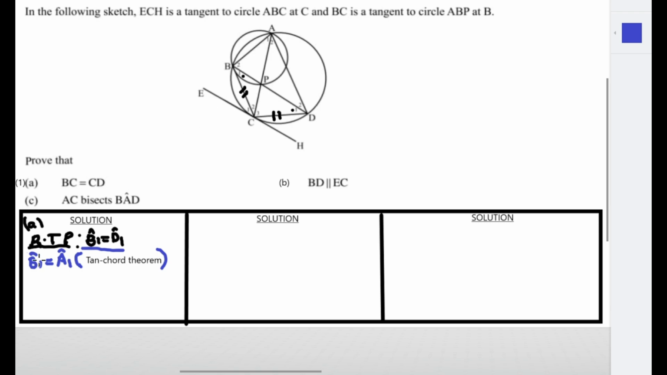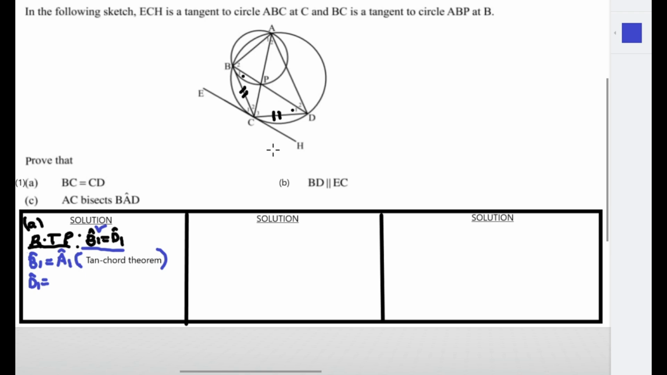Now we are done with angle B1. We can even tick that we are done with B1, but in the exam, don't tick, guys. Here I'm just showing you how this is done. Now let's go on to angle D1. Let's focus on angle D1. Angle D1 is equal to what? We ask ourselves that.